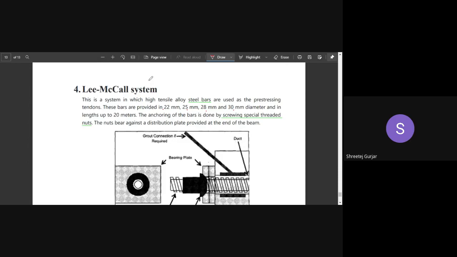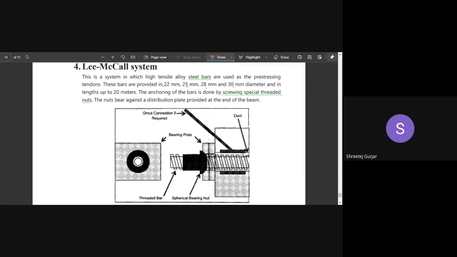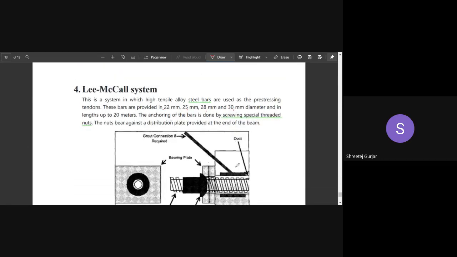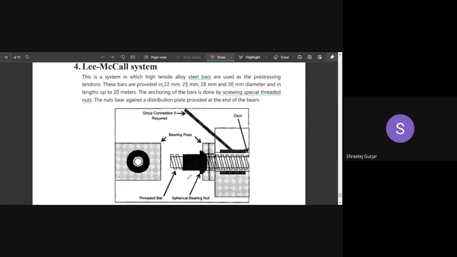So bars have larger diameter. What they do is, at the ends, you have these threads which are provided. So your steel bars have these threads at your ends. What these threads help with is, after you tension, we can just put screws or nuts, and we can hold your steel in place, right? And we can anchor them. So that is how you anchor your steel bars using the Lee-McCall system.